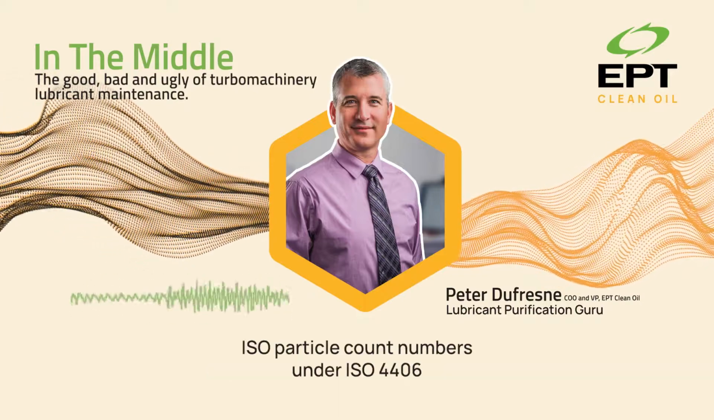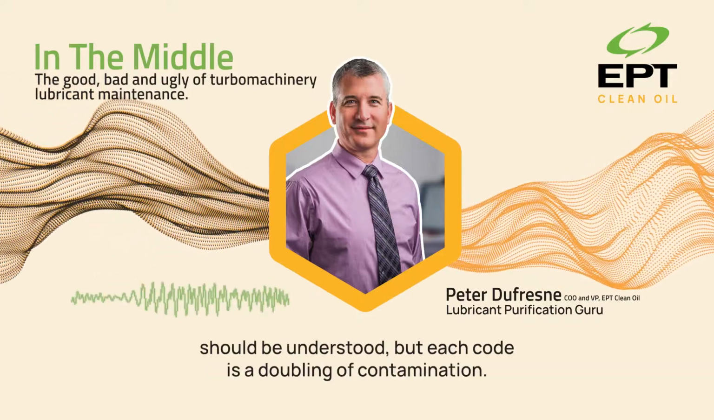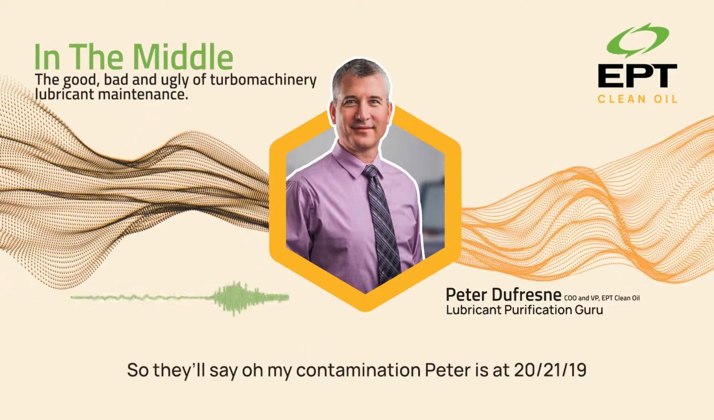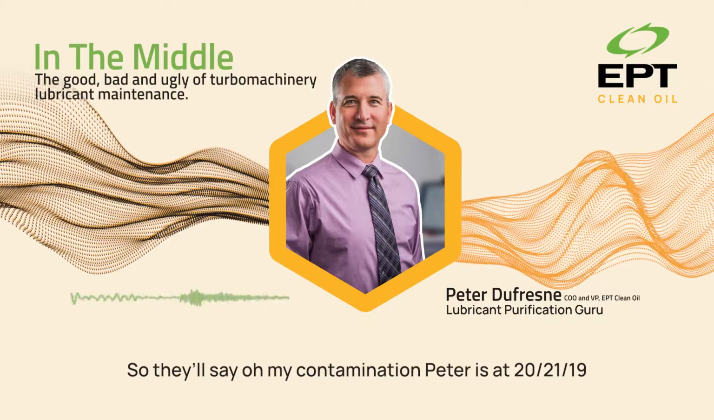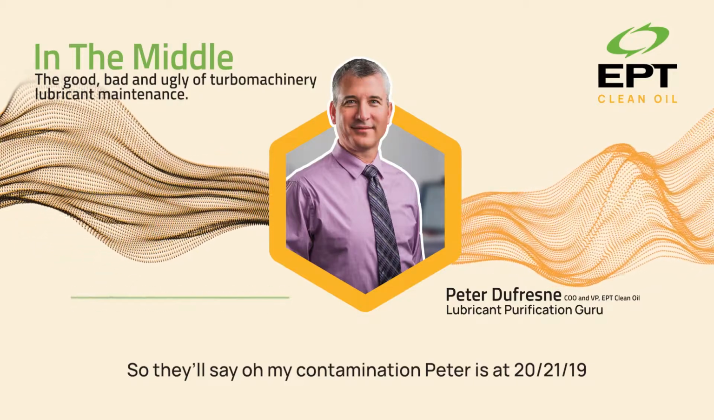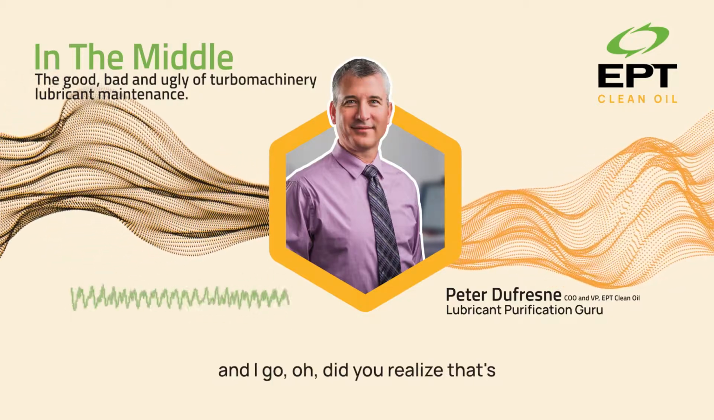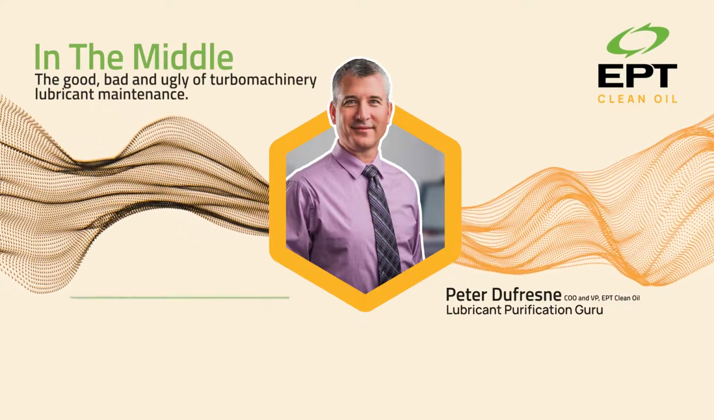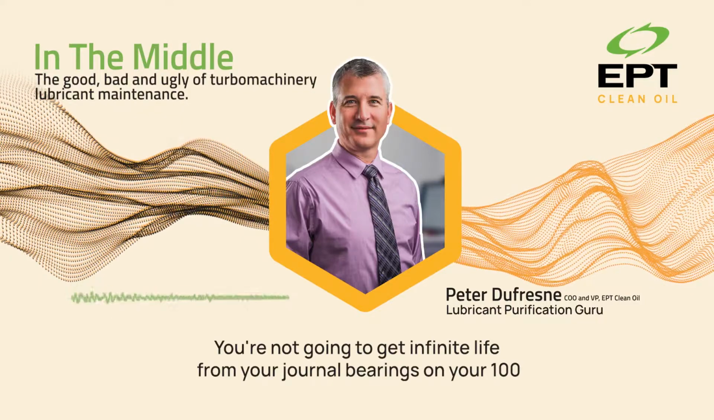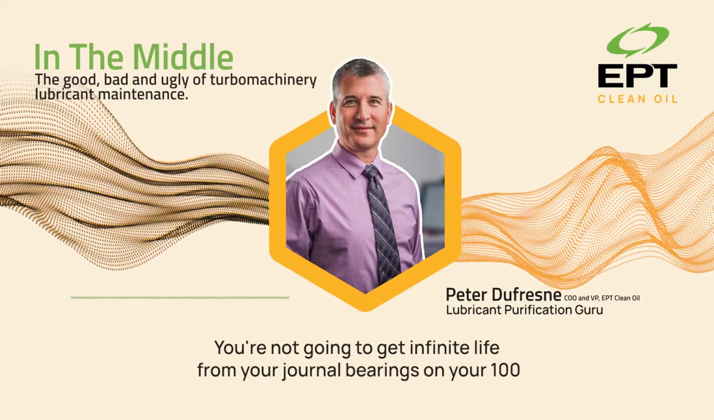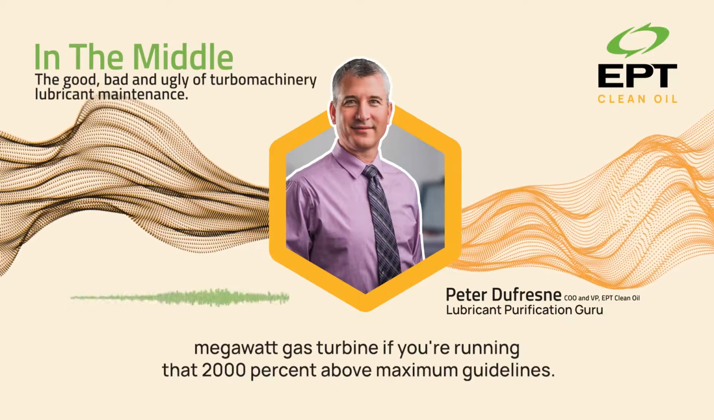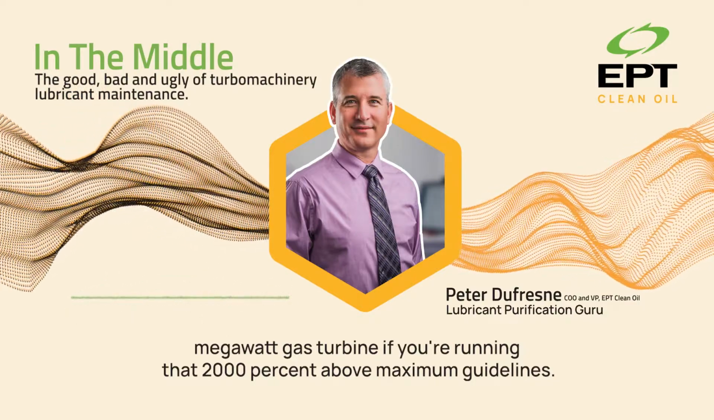ISO particle count numbers under ISO 4406 should be understood, but each code is a doubling of contamination. So say, oh, my contamination, Peter, is at 20, 21, 19. And I go, oh, did you realize that's 2,000% above your condemning limit? You're not going to get infinite life from your journal bearings on your 100 megawatt gas turbine if you're running at 2,000% above maximum guidelines.